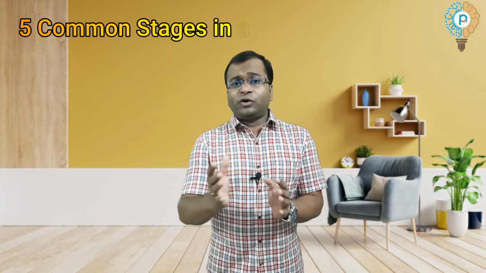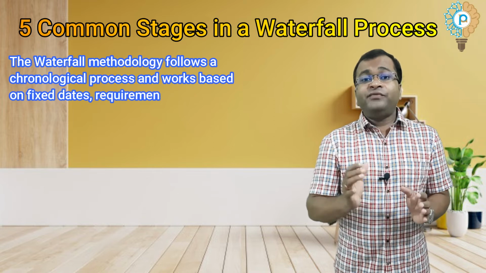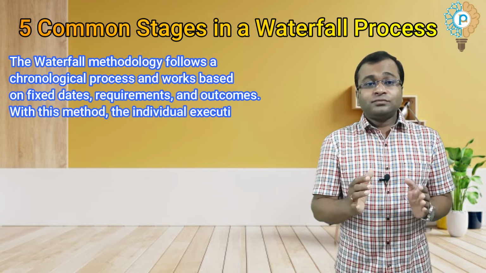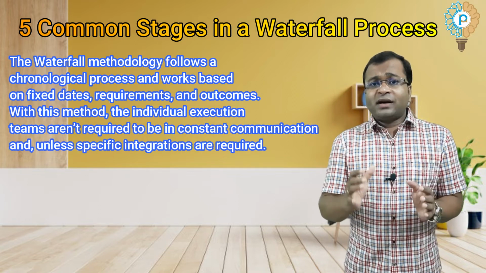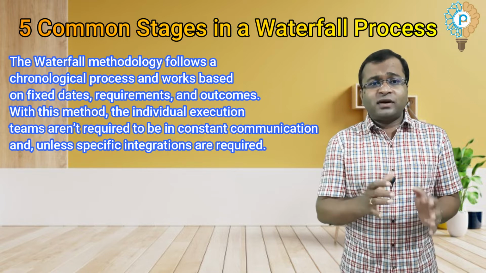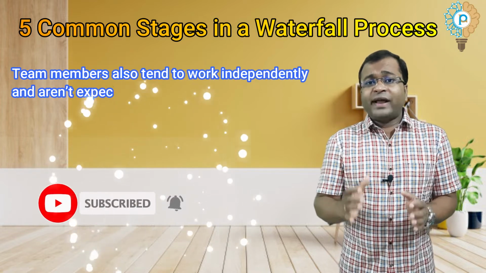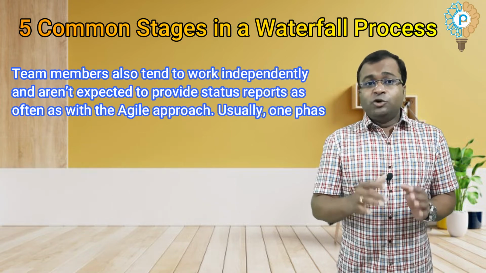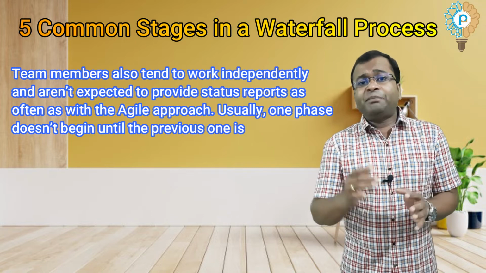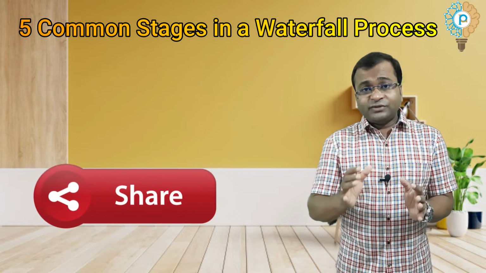Now I am describing the 5 common stages in the waterfall process. The waterfall methodology follows a chronological process and works based on fixed dates, requirements and outcomes. With this method, the individual execution teams are not required to be in constant communication unless specific interactions are required. Team members also tend to work independently and are not expected to provide status reports as often as with the agile approach. Usually one phase does not begin until the previous one is finished. Now I am describing the waterfall method step by step.